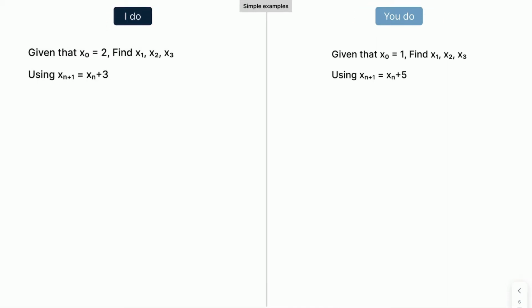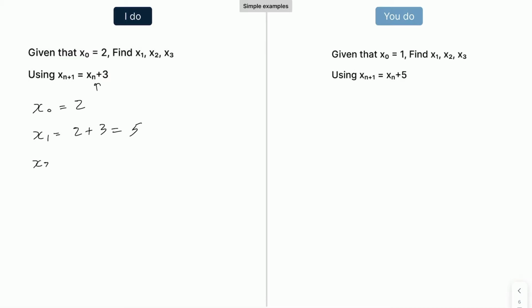So the question is telling us that we've been given x0 and it wants us to find x1, 2, and 3. So the way iterative processes work is you use the previous answer to find the next one. So in this case, we want to find x1. We know the previous answer was 2, so we're just going to sub that into this equation. So 2 plus 3 gives us 5.